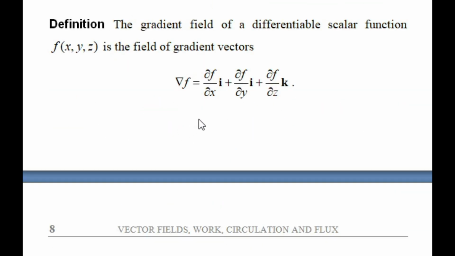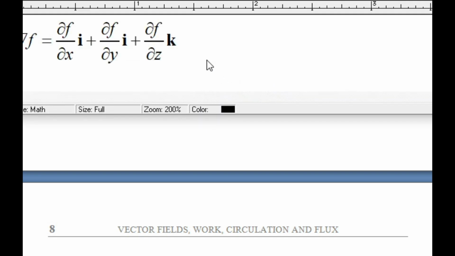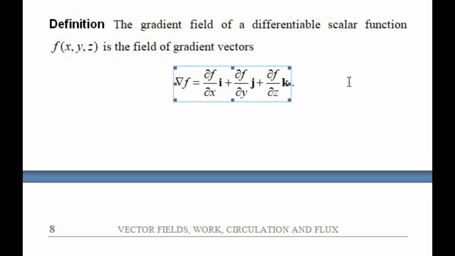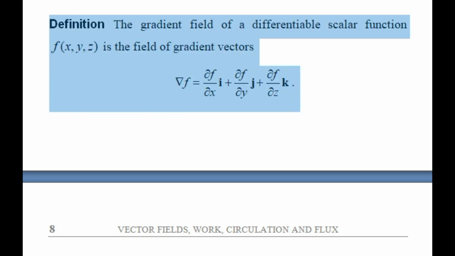Now we define a new term. The gradient field of a differentiable scalar function f of triple x, y, z is the field of gradient vectors, and this is called gradient of f, or shortly grad f, and grad f is equal to del f by del x i plus del f by del y j plus del f by del z k. This is a definition.